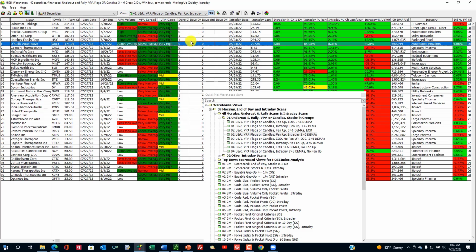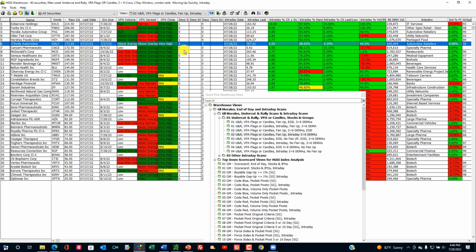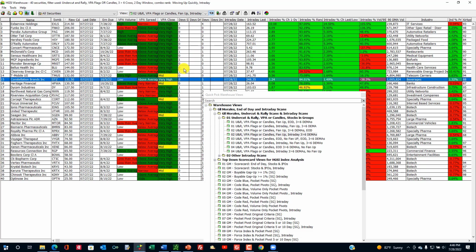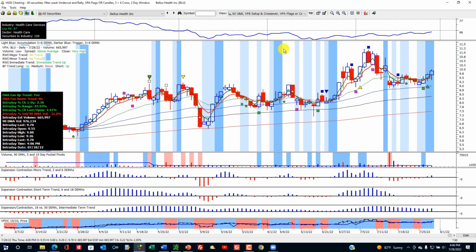I did the same thing for the volume point of control and the crossover days, the 3 and the 6. And I think it works out pretty nicely. Look at all these accumulation days here. Then there's a crossover and a follow through today on this.